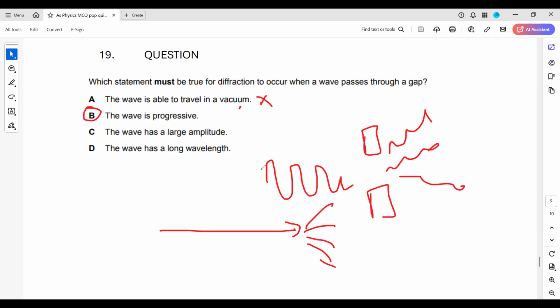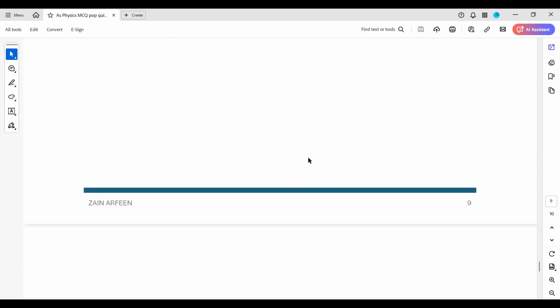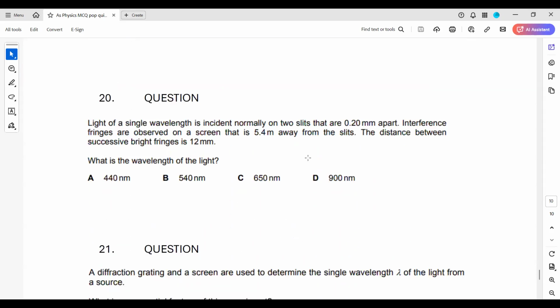It's always the case. A wave may have a large or a small amplitude, but that is not the condition. It can diffract even with a small amplitude, depending on the gap size. The wave has a longer wavelength? A shorter wavelength can also diffract, because diffraction not only depends on the wavelength, it also depends on the gap size. So progressive waves must pass through a gap to diffract.